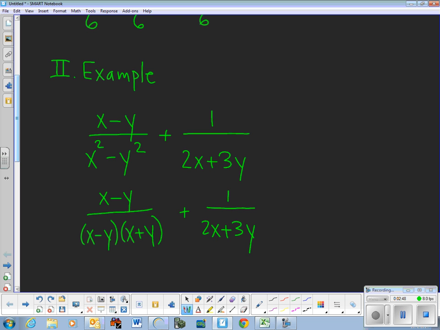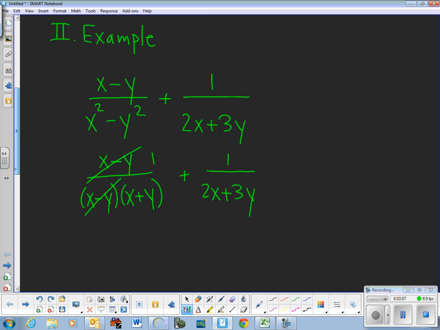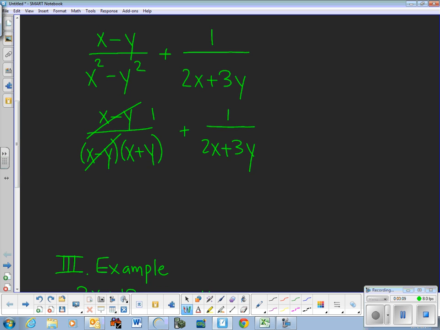But nothing will factor on the right, by the way. But I can cancel out x minus y and x minus y. Now, you can never cancel something that is added to something else unless you cancel the entire, in this case, binomial. I can do x minus y and x minus y, and that leaves me with a 1 on top. Okay, so now I'm adding 1 over x plus y and 1 over 2x plus 3y.